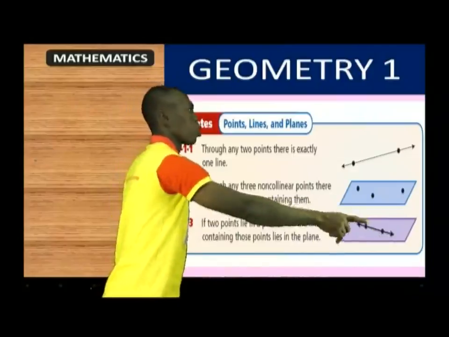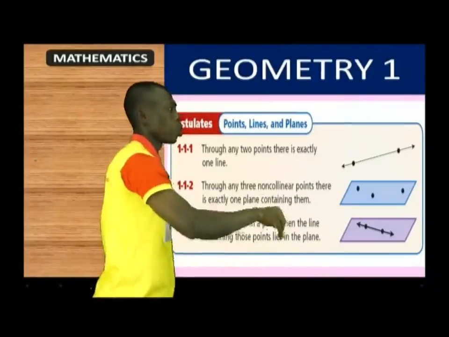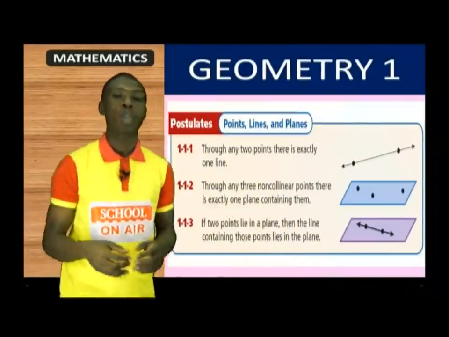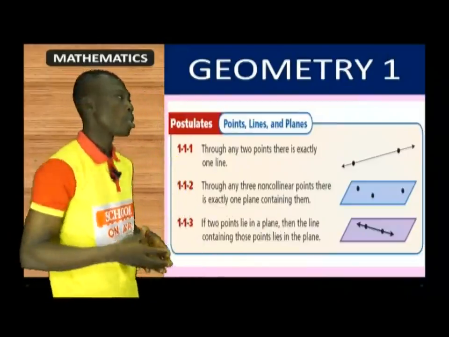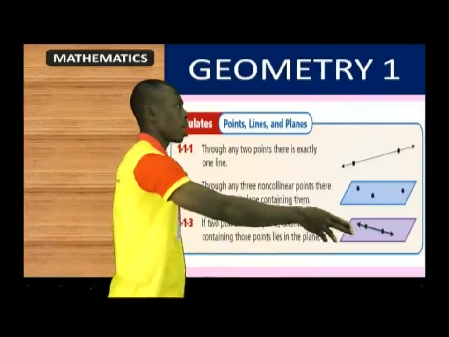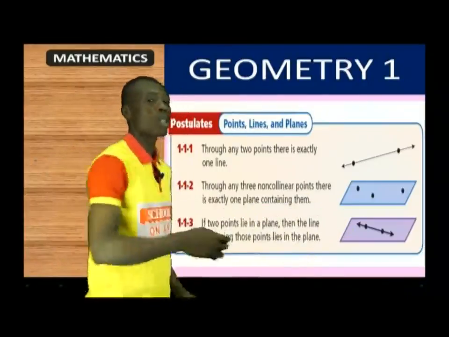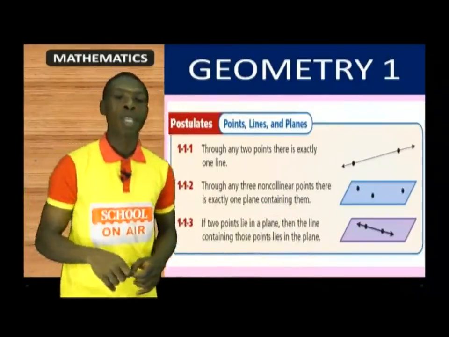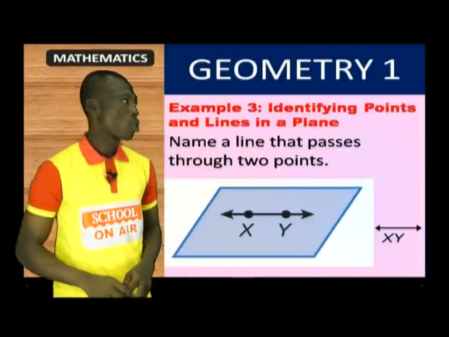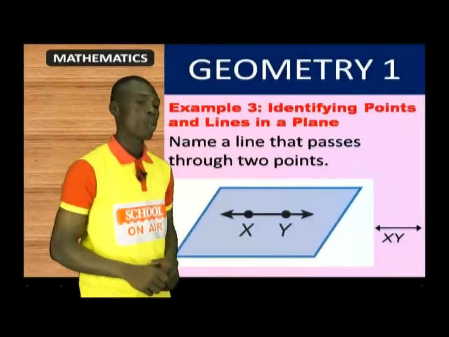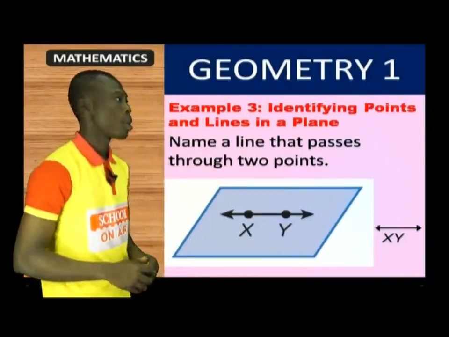So the line that is containing the 2 points will also lie on that plane, and that is just commonsensical. It's a logical statement: if those points are lying on that plane, then the line that is containing the points will also definitely be on that plane. Okay, so that's just about the postulates of points, lines, and planes.